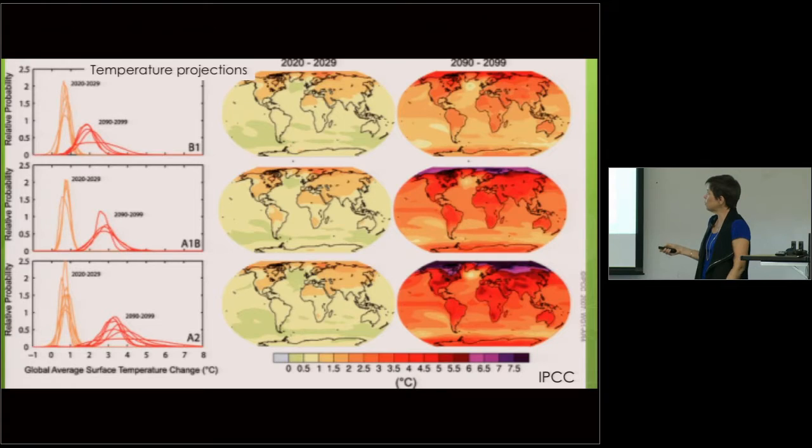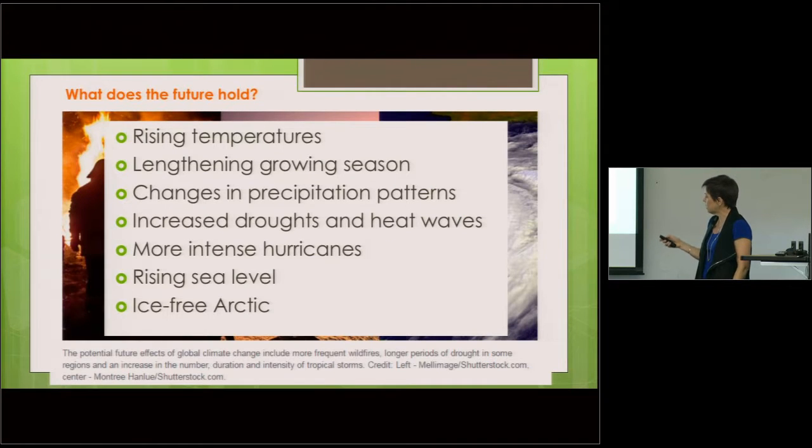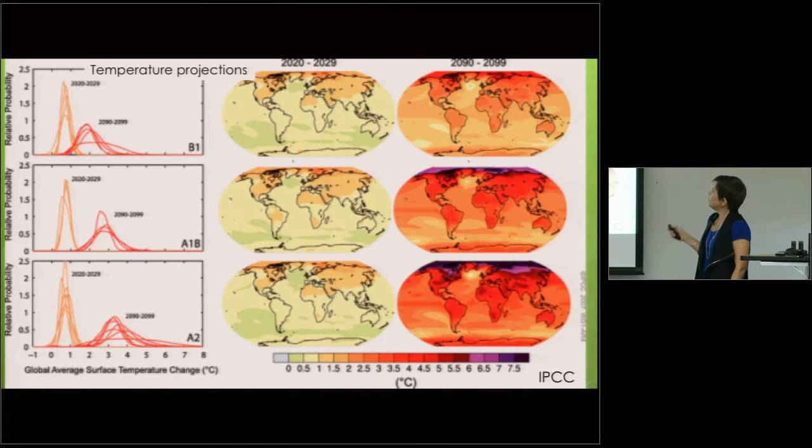So I'm just going to go through a few of these, well, actually most of them, I think, except ice-free Arctic. So temperature projections. Here we have 2020 to 2029 and out further, out to 2099. And we see a couple of things. First off, that the Arctic is going to warm a lot more than the rest of the globe.